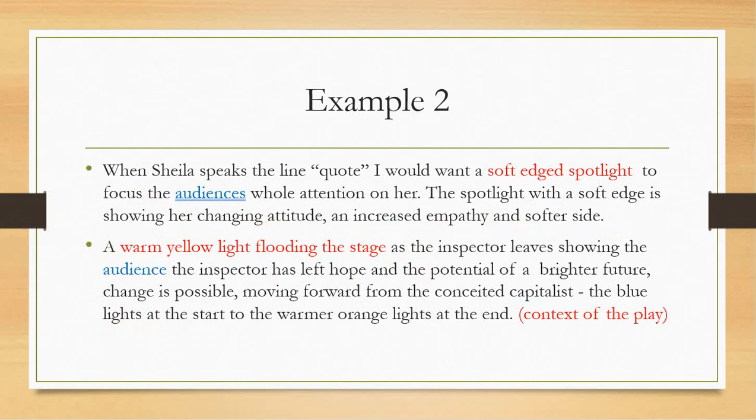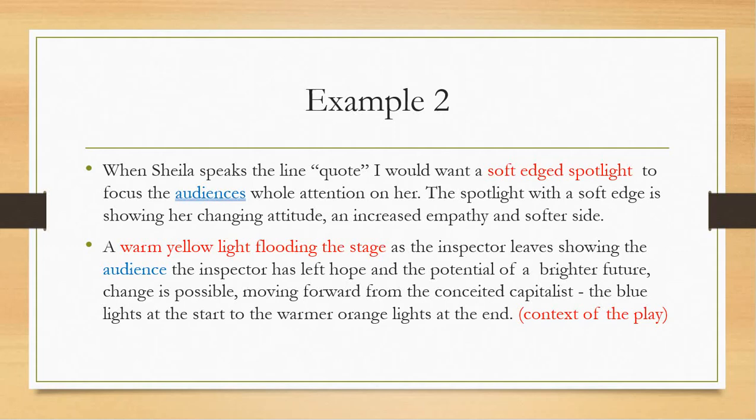Another example. When Sheila speaks the line, quote, I would want a soft-edged spotlight to focus the audience's whole attention on her. Remember, the focus is for the audience. As a director, we are creating a play, we are creating a show for an audience. So we always add the word audience. What do we want? The audience. The spotlight with a soft edge is showing her changing attitude and increased empathy, the softer side. A soft-edge spotlight on stage shows that warm, softer, empathetic side.